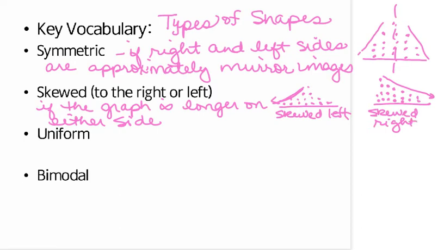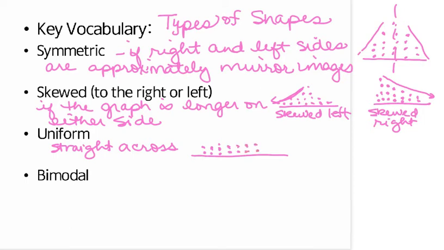All right, we also have one called uniform. Uniform means that everything's pretty much the same. Uniform is straight across, usually. Obviously, not something we get too often, but if we were going to have a graph, it would be like this. Maybe one that was off a little bit, but primarily always the same.